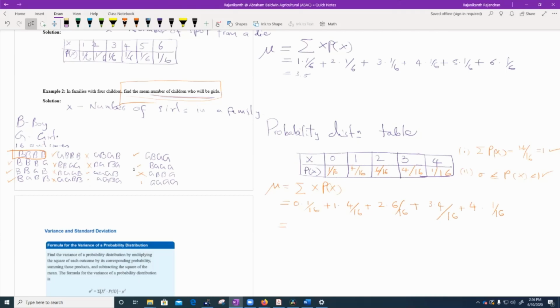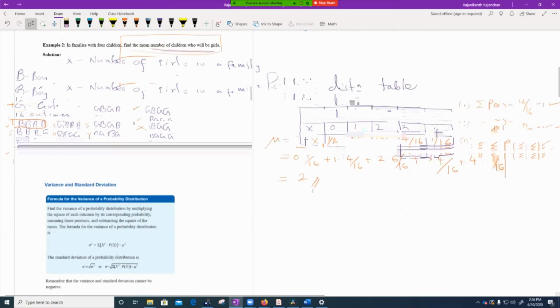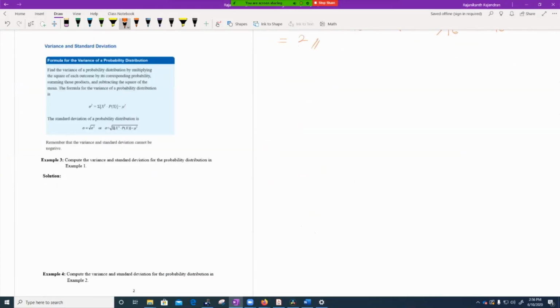So when you simplify, you should get 2. Okay, so the average number of girls in the family is 2. So that's the meaning. Mean means average, right? Now, since x has different random values, you could think of those random values as your data values. Therefore, for those random values, we will have standard deviation and variance like we had earlier for the data set.